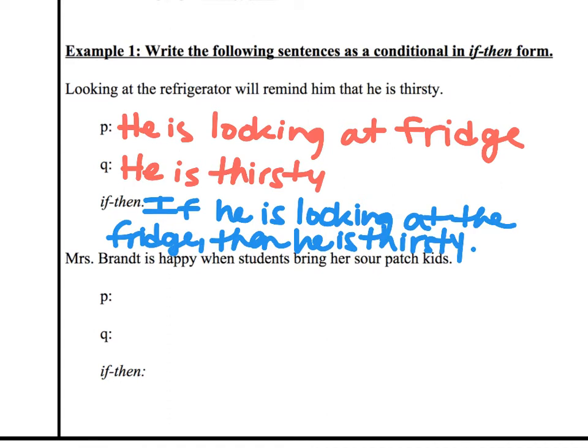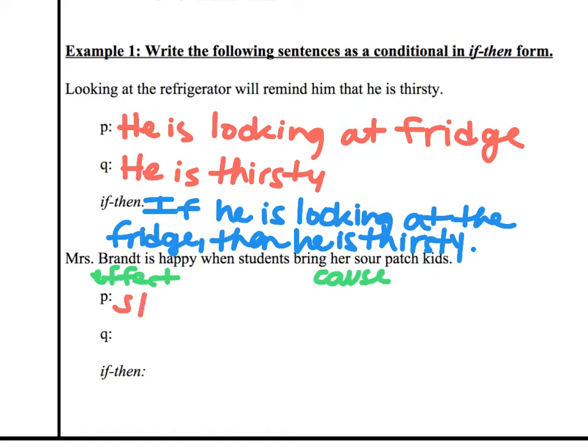And that's what I would have said too, Shayla, and I think that's what everyone in this room would have said, but Mrs. Brandt is happy is the conclusion because that is the effect, right? So you got to think about what happens. What is the cause here? What's the cause, Garen? When her students bring her Sour Patch Kids. So that's causing me to be happy. And so your hypothesis is actually the second part: when students bring her Sour Patch Kids, and then the conclusion is she is happy. So it's not always in the order that you see it.